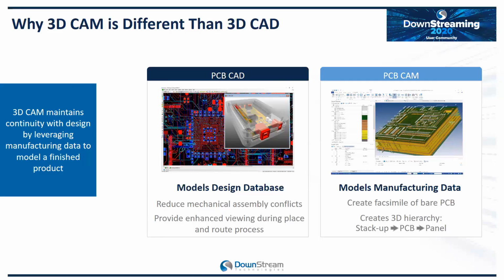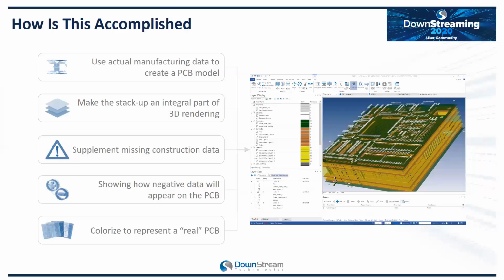What we're doing in manufacturing is taking the manufacturing data and modeling that to create a facsimile of the bare PCB. So it doesn't replace what's being done in 2D design. It augments it by allowing a third dimension to be viewed when dealing with your manufacturing data. And how do we accomplish that? Well, like I said, we use manufacturing data to create a PCB model.